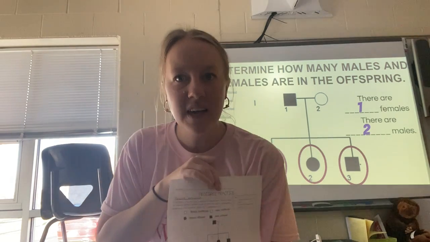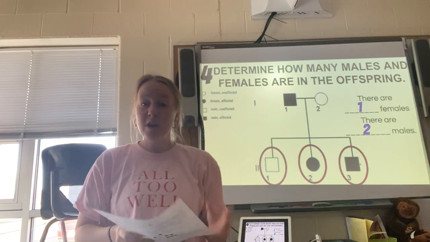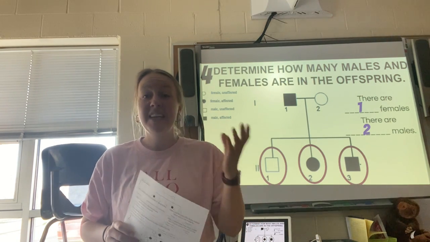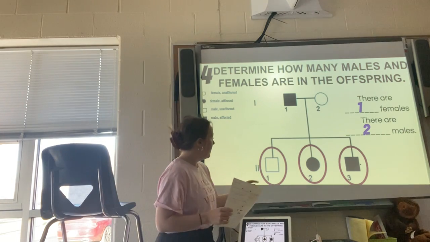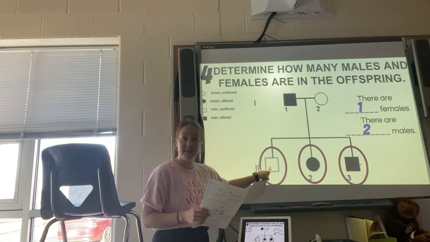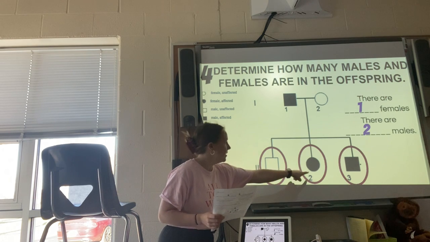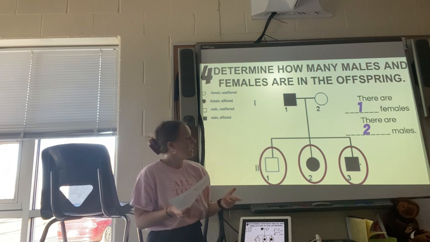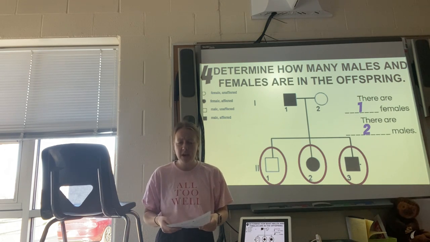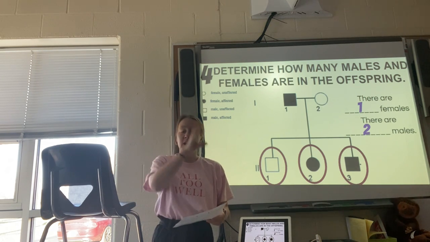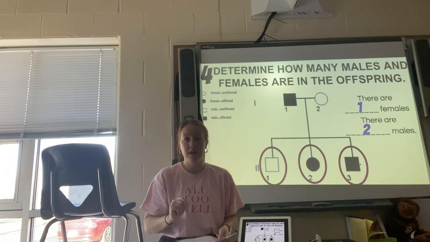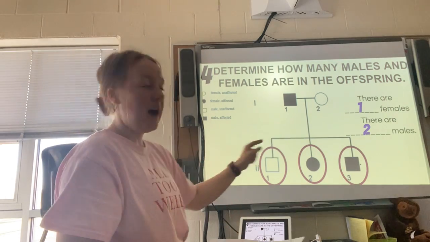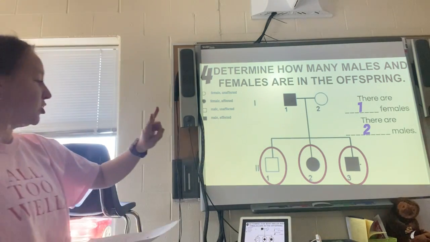Again, we still have that key that we can use. Looking at that key, I know if it's a box, it's a male, and a circle is a female. So I look, and my first one here is a box. That means it's a male. The second is a circle, it's a female. And the third is a box, so it's a male. So in conclusion, I have 1 female and 2 males. Pick up your pencils and copy down that there are 1 female and 2 males.